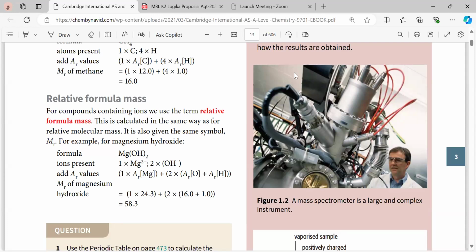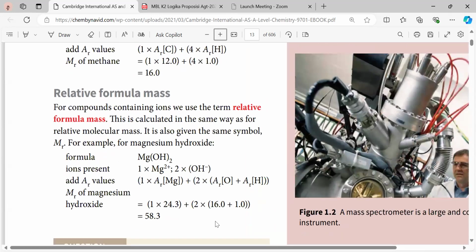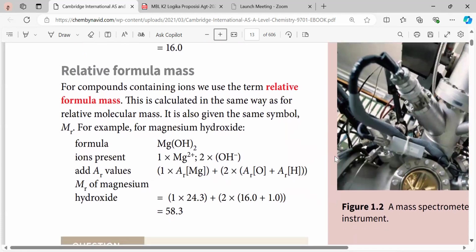Okay, so I'm going to zoom in on this part. Now we can see this a lot more clearly. Here, the OH is in parentheses with a 2 outside of the parentheses, as you can see right there. One way to calculate this would be this way right here. You can see the ions present, the 2 plus right there.